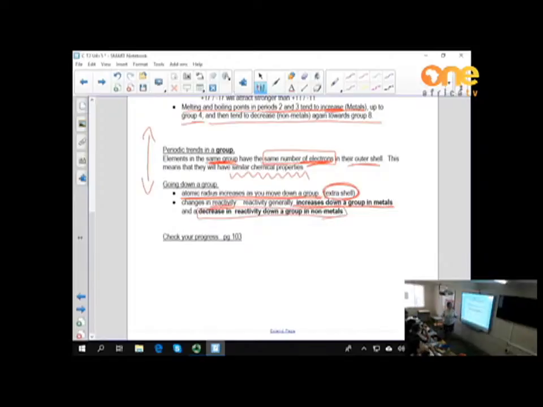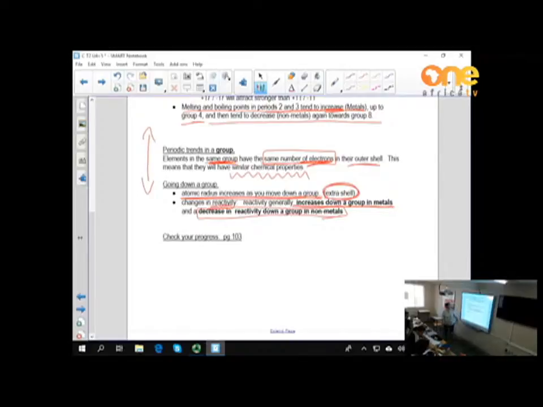These are just general things that you should try and remember, because later on when we do chemical reactions and they ask you how violent this one will react or how slow the reaction is, you should know little things about metals. They are more reactive as we go down a group, but non-metals are less reactive as we go down the group.